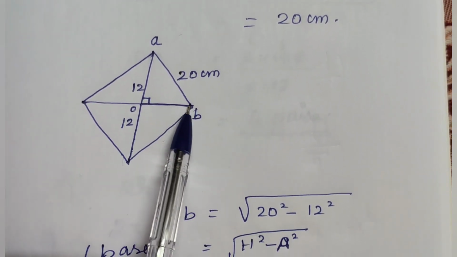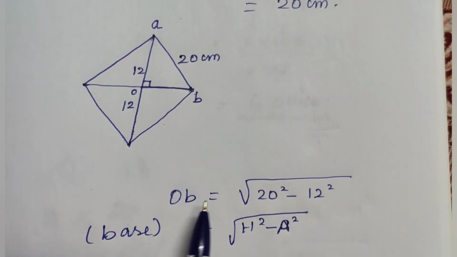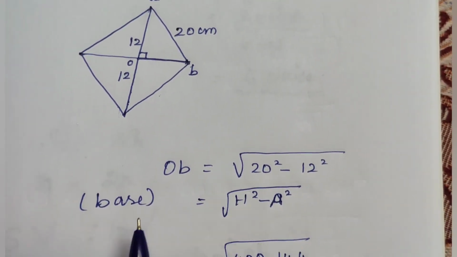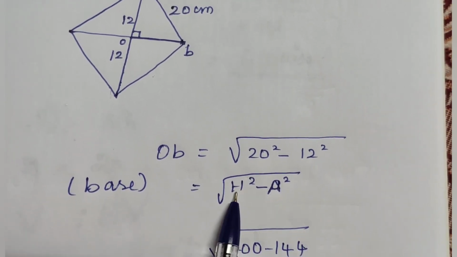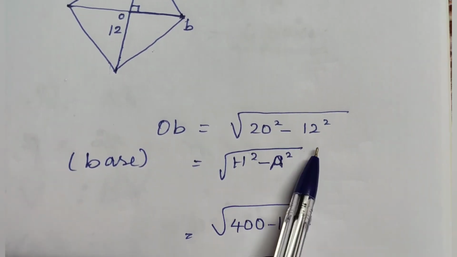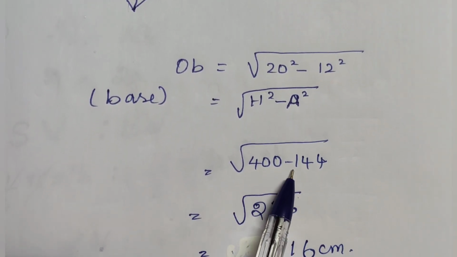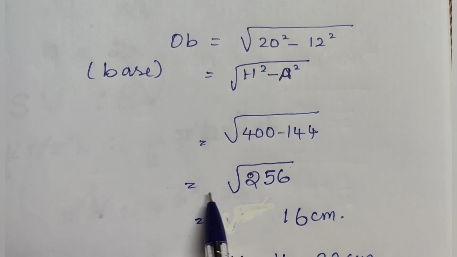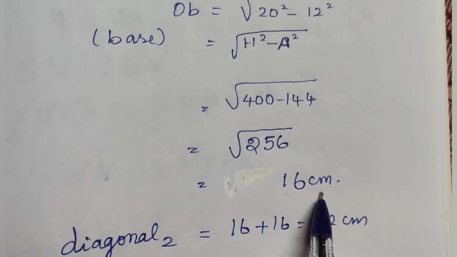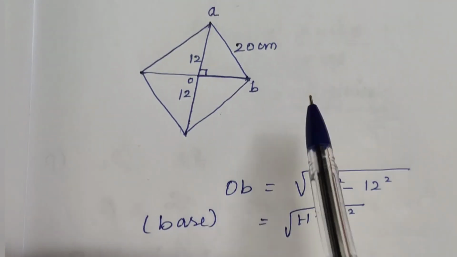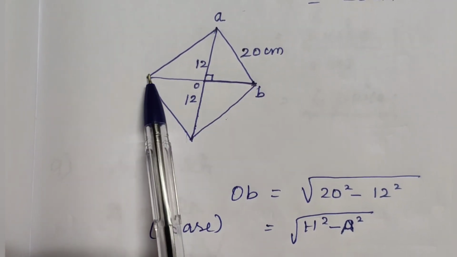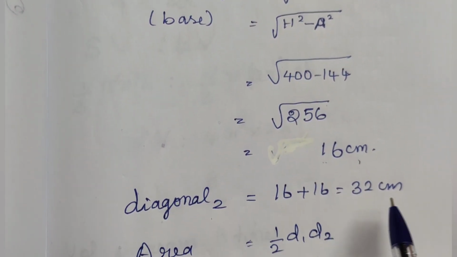We need to find the base of the triangle OB. Base is equal to square root of hypotenuse square minus altitude square, which is square root of 20 square minus 12 square. That is 400 minus 144. OB, the base, is equal to root of 256, which is 16 centimeter. So diagonal 2 is, here we got 16. So the total diagonal is 16 plus 16, 32 centimeter.